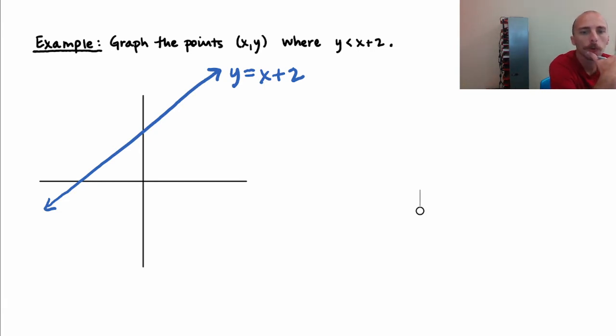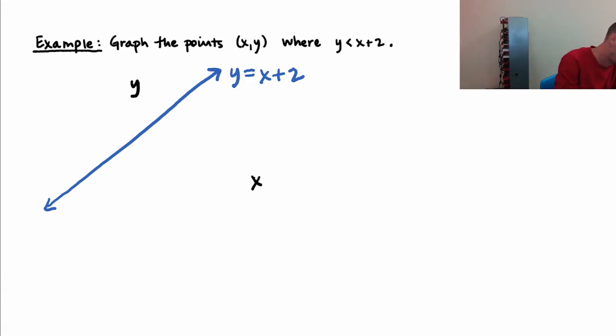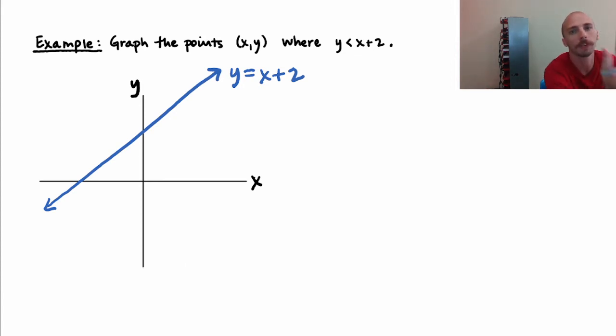Now let's think about graphing all of the points where y is less than x plus 2. And I don't want us to overthink this. If we're thinking about where y is less, well, we know that down here are lesser values of y, so this is the area that we're talking about. All of these places below the blue line, that's going to be where y is less.